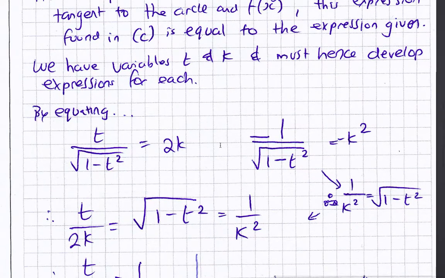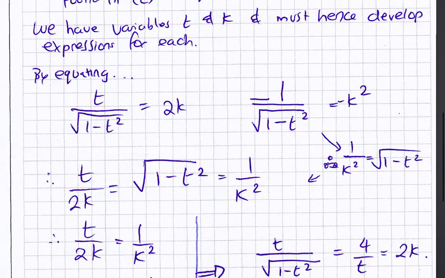So by equating, as I just said, t on the square root of 1 take t squared is equal to 2k, and likewise negative 1 on the square root of 1 take t squared is equal to negative k squared. Doing some rearranging, I bring the 2k down and I bring that 1 up. So you can probably see here there's a unique term. We've got 1 take t squared, the square root of that, appears in both of these expressions.